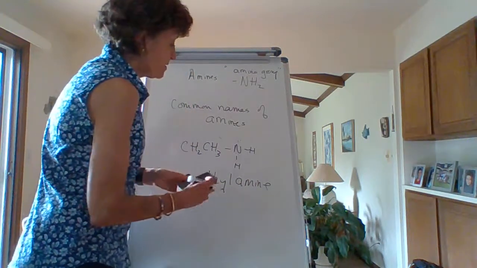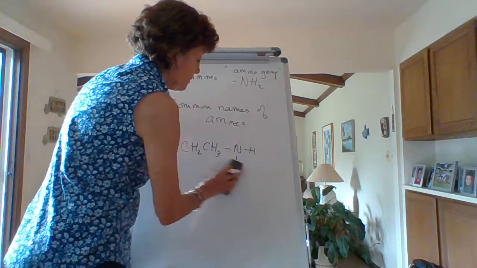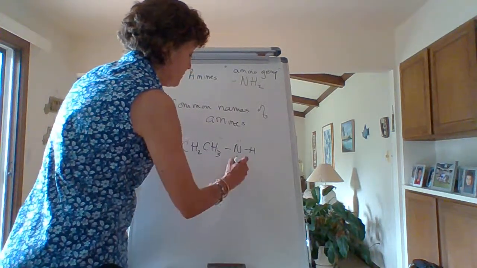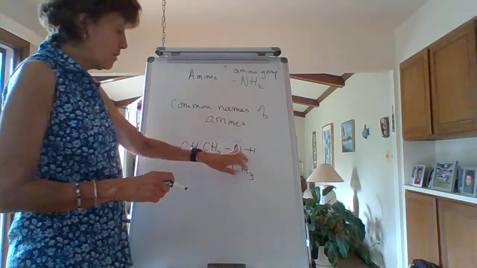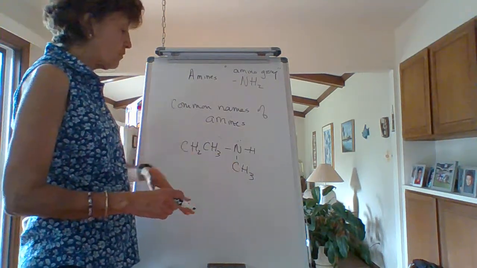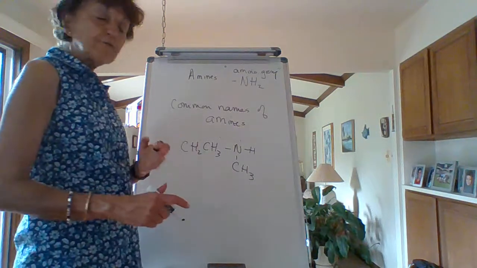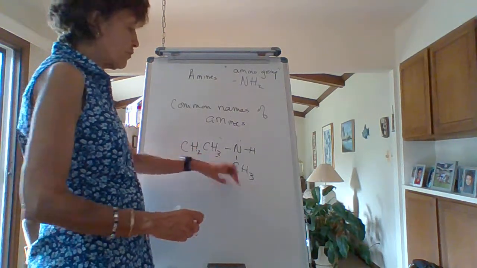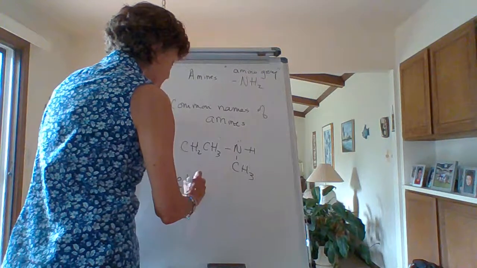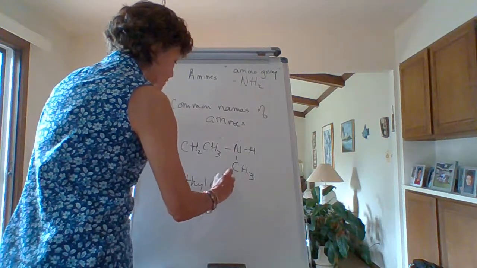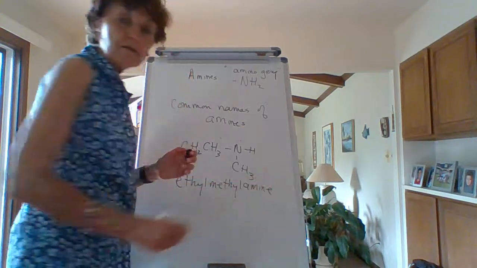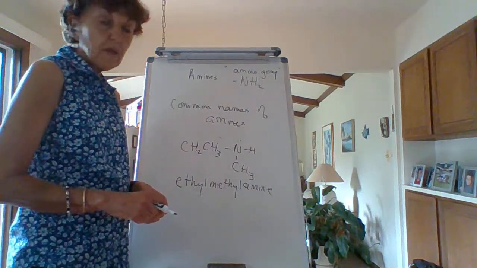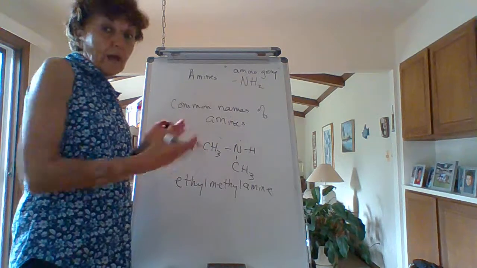Let's erase this name now, and let me put in this. Recognize that this is a secondary amine because I got rid of this hydrogen and put in another alkyl group. Now you just alphabetize them. E comes before M, so ethylmethylamine. All right? Now that was a secondary amine.